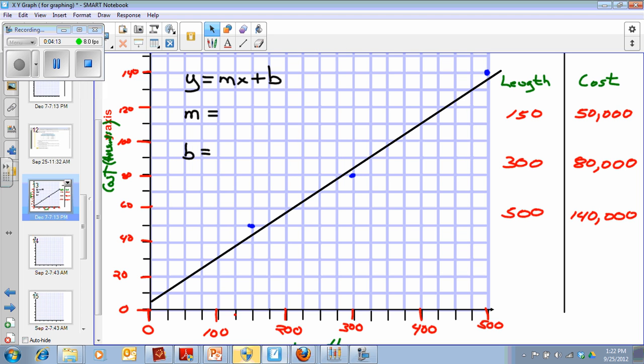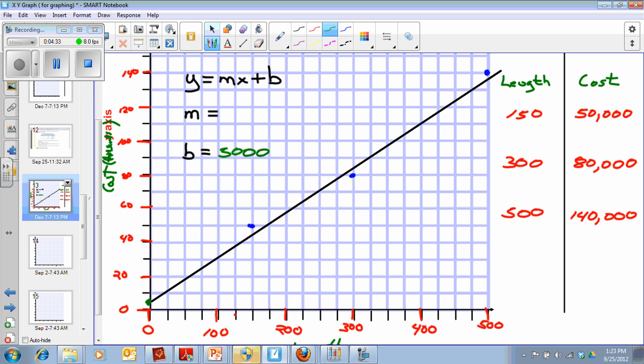Of those two, the easiest one to find would have to be the y-intercept. So I'm just going to put a green dot where I think that is. It touches right about there. If I look at the way I scaled this, I have 0, 10,000, 20,000. It looks like it's about 5,000. So I'm going to put 5,000 right there for my y-intercept.